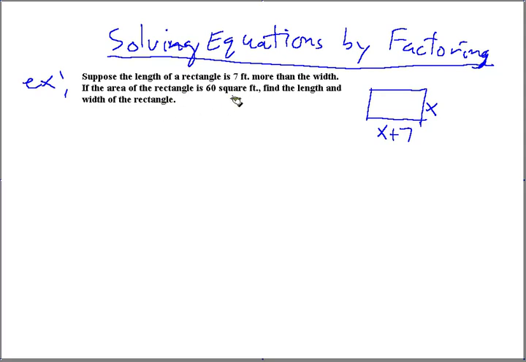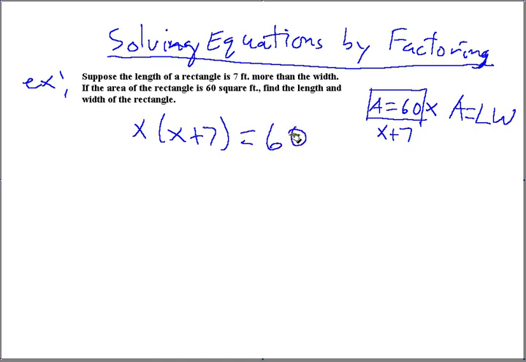Now the area of the rectangle is 60 square feet, so the area is equal to 60 in this problem. We want to come up with an equation for that. Obviously, we need to recall the area formula for a rectangle from geometry: length times width is area. So I can simply multiply these two expressions. I'm going to have x times x plus 7 equal to the area of 60.